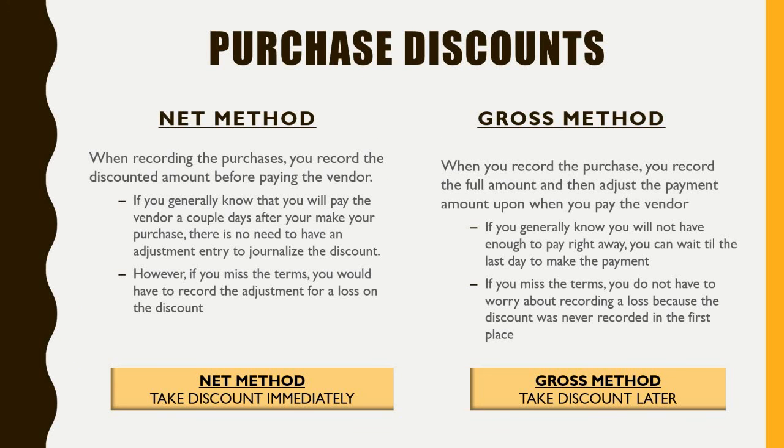So of course, when we talk about terms, there are two different methods that we are looking at when it comes to recording the discount. You could choose the net method or the gross method. Same thing as periodic, except this time we're using perpetual inventory. The ideas are still the same. Under the net method, you're going to take the discount immediately.